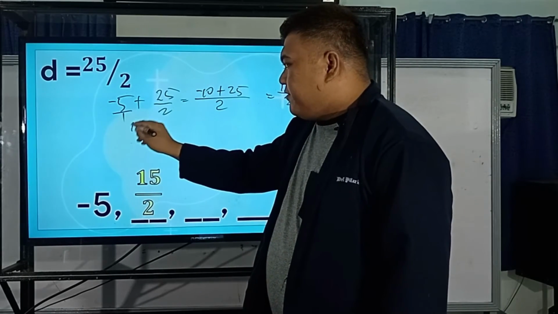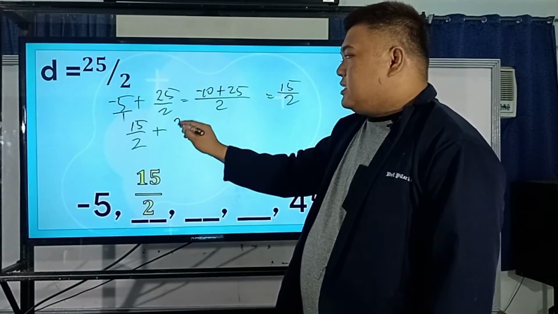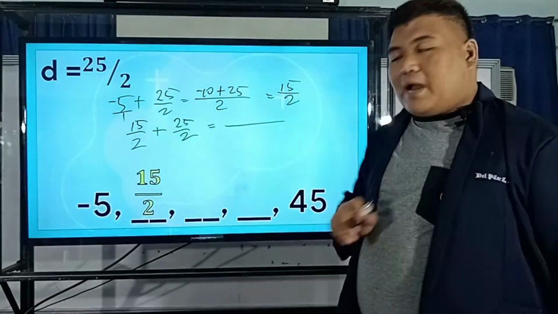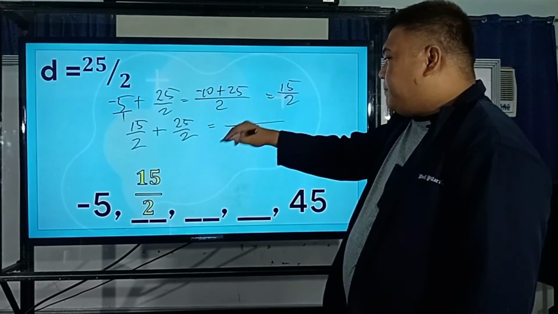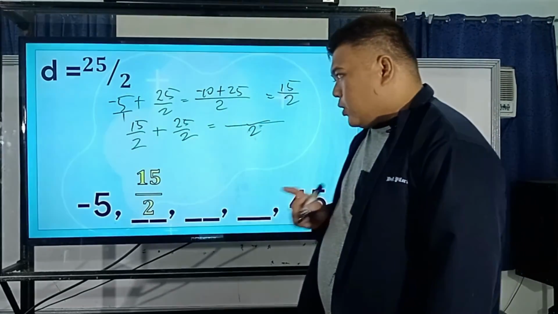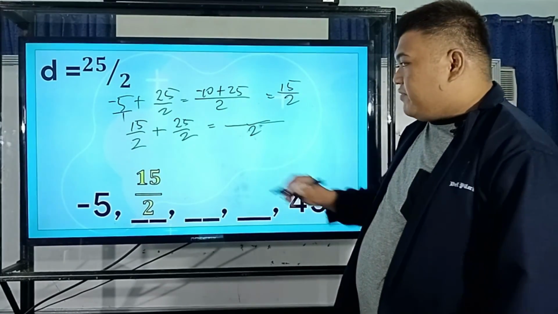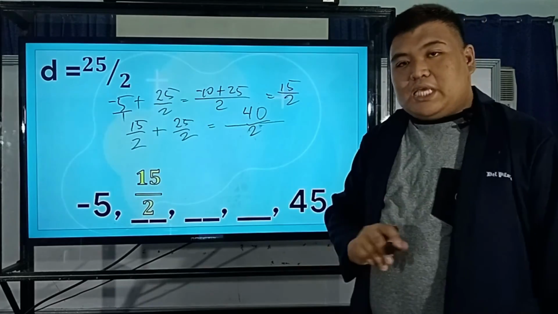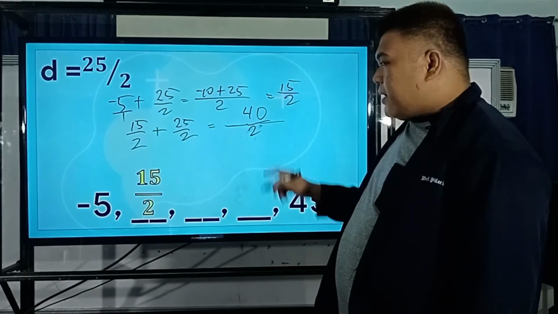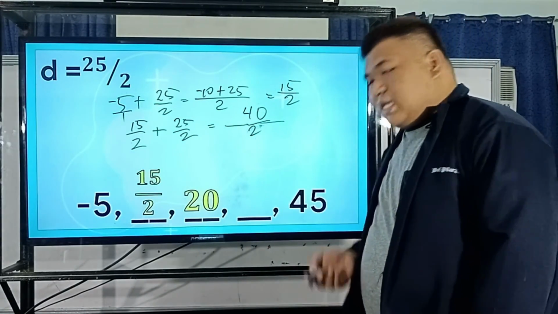Add ulit. So we will have 15 over 2 plus the common difference na 25 over 2. So since they are now the similar fractions, so copy the denominator, then add the numerators. 15 plus 25 will give you 40. And 40 is divisible by 2. So therefore, 40 divided by 2 will give you the third term of the sequence, which is 20.